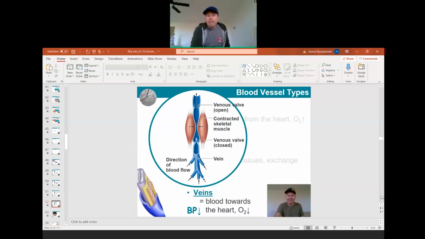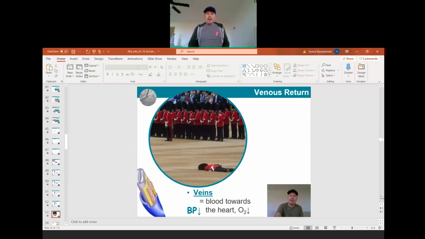And this would not be working, for example, if a soldier is standing still in a parade for an extended period of time. So soldiers are required to be very, very still. And if they're not moving, they're not doing as much of this venous return of the blood back to the heart. And as a result of this, they might pass out. So standing with your knees locked, not moving for a long period of time. If you're not getting blood back to the heart, you're also not having that new blood from the heart to pump to other parts of the body, including your brain.